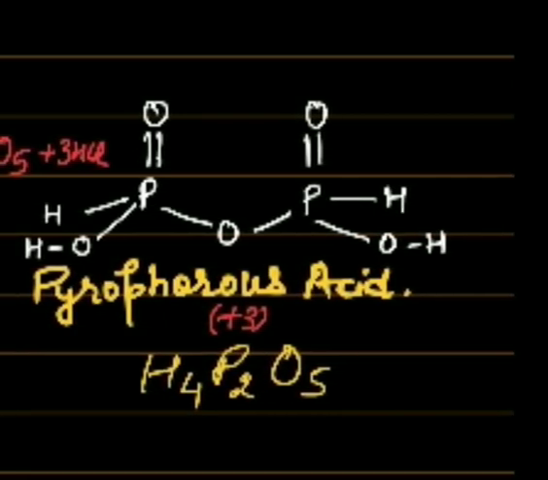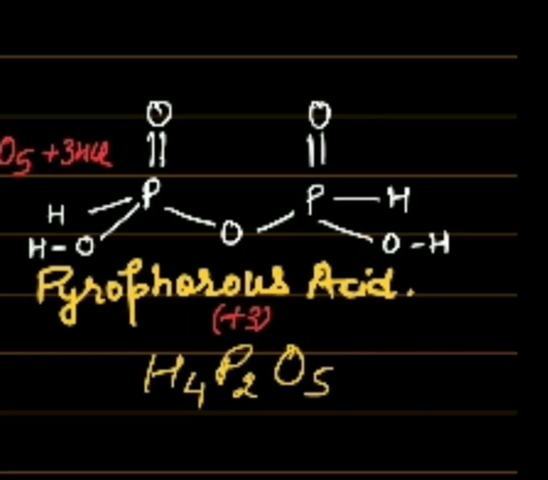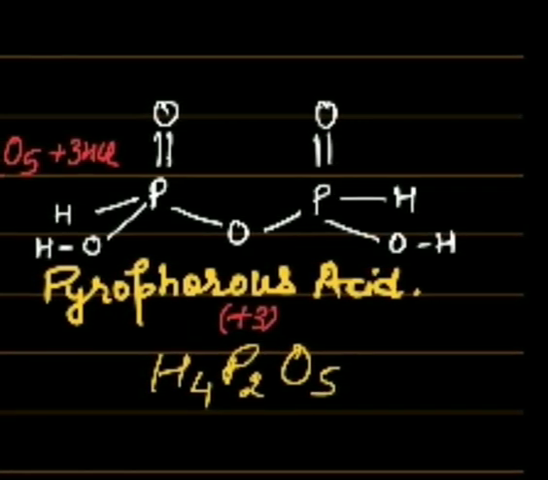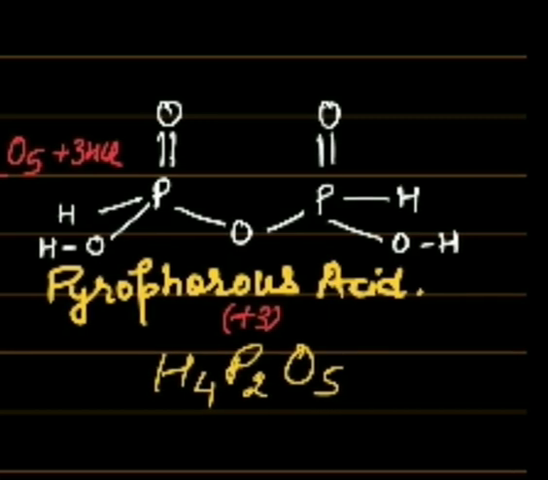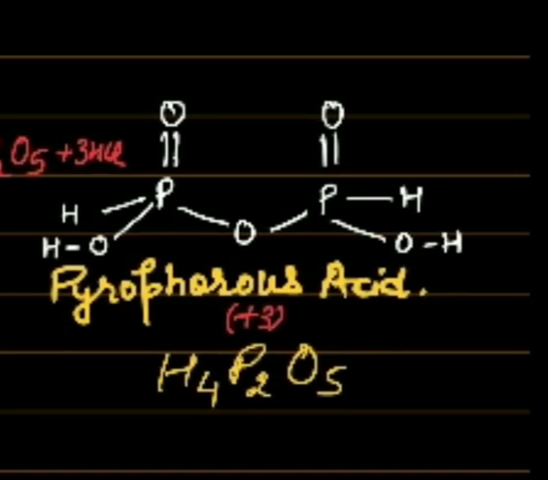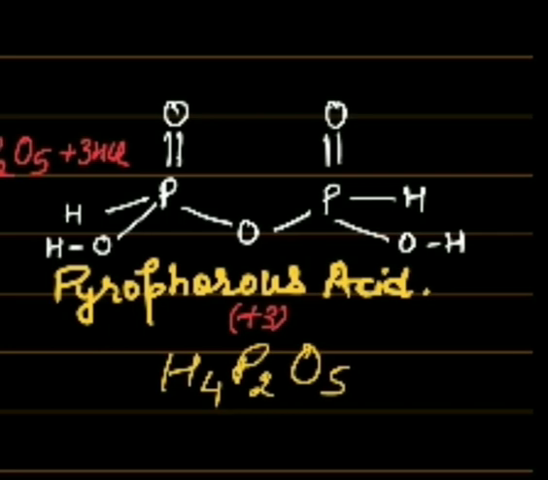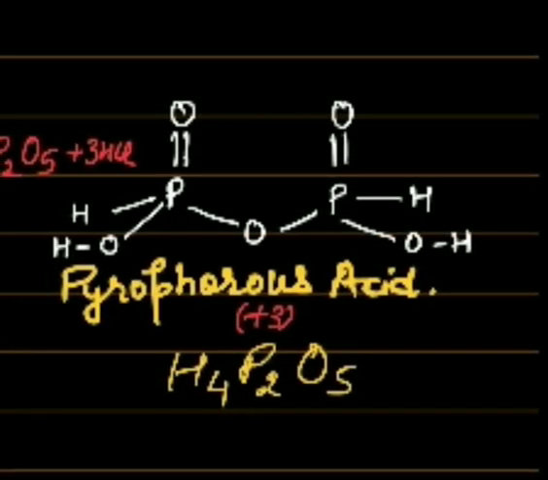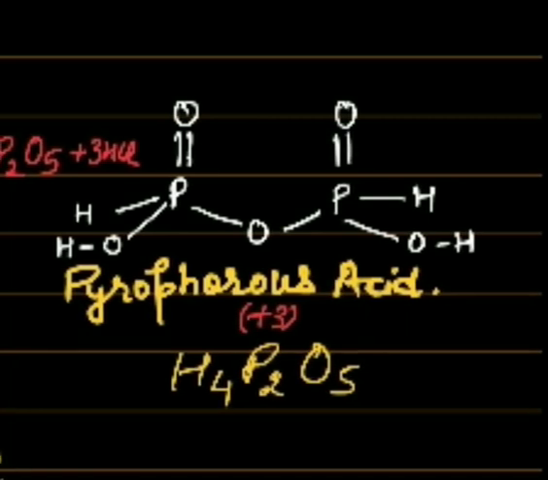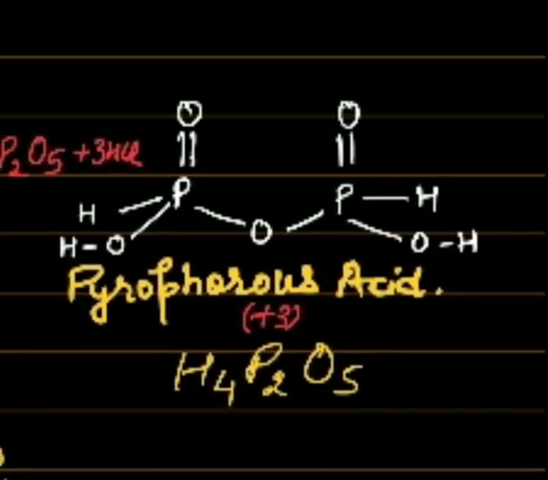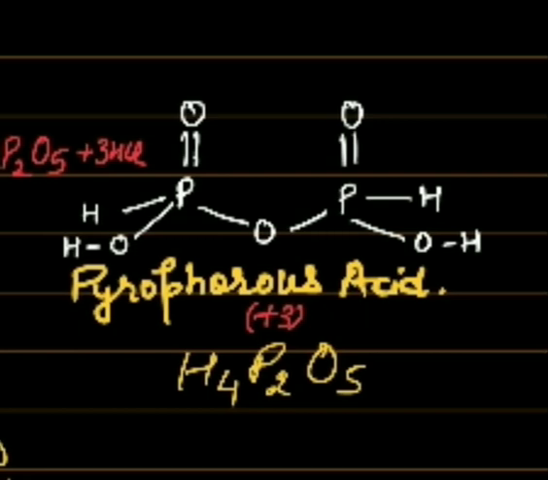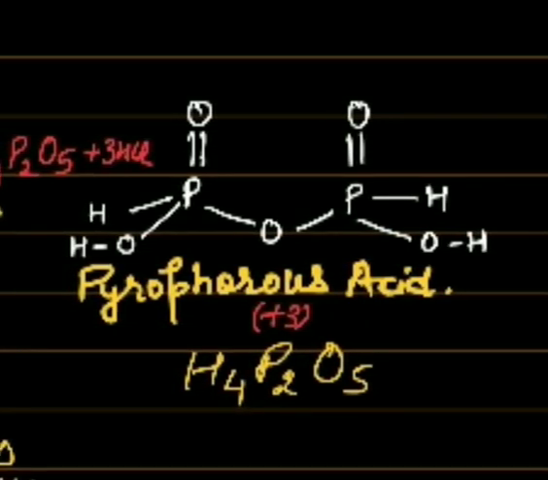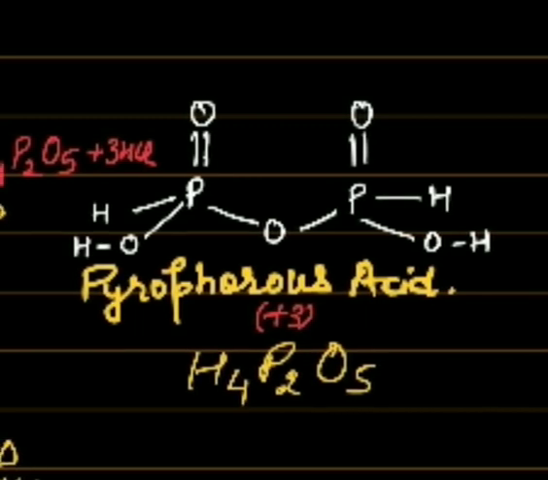So in this way 90% of the structure is constructed in our mind. Each phosphorus atom will make a total of 5 bonds. Firstly, one of which will be with the bridging oxygen. Secondly, each phosphorus atom will make a double bond with the oxygen. And thirdly, each phosphorus atom will make a single bond with the hydroxyl group, that is OH.